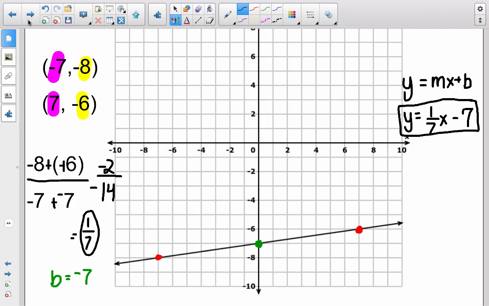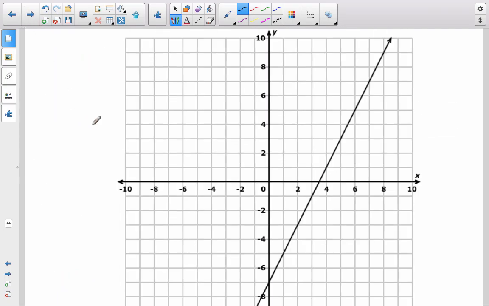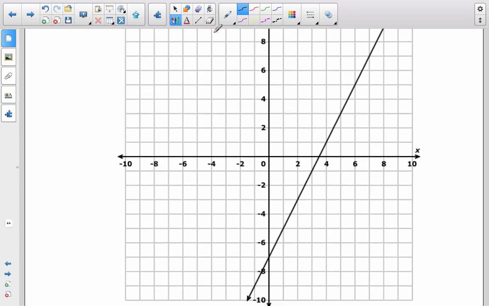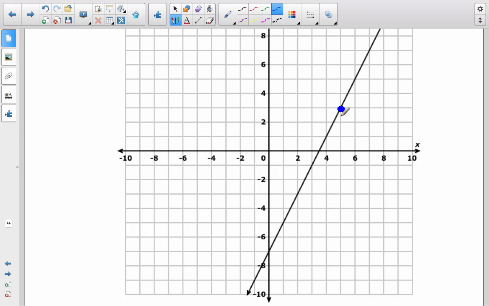Let's take a look at one more example. Again, I have to find the slope and I have to find the y-intercept. To find the slope, I'm going to choose 2 points. I'm going to pick this one, and again, you can choose any 2 points off the line. You will get the same answer no matter what. And I'll pick this one.